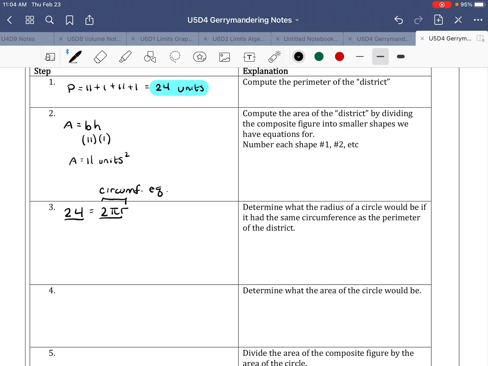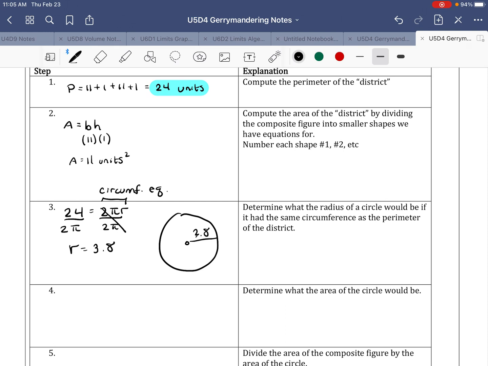So what we can do is divide both sides by 2 pi and solve for the radius. Let's see. Give me just a second so we can calculate that. 24 divided by 2 pi, we get about 3.8. Okay, so with a circle, we now have a radius that is going to be 3.8.